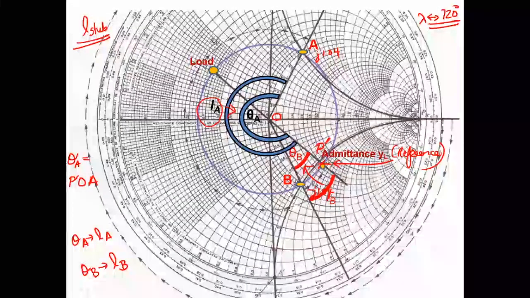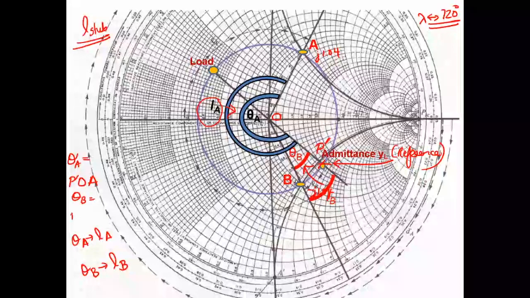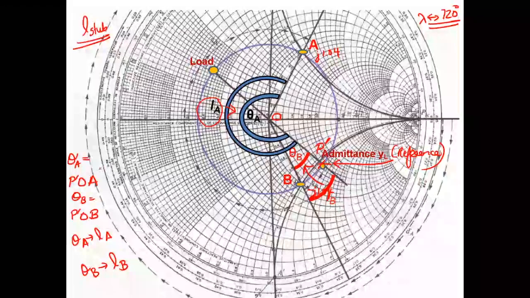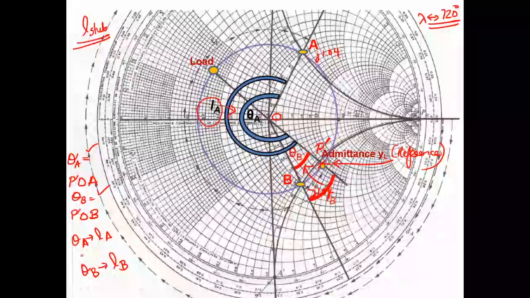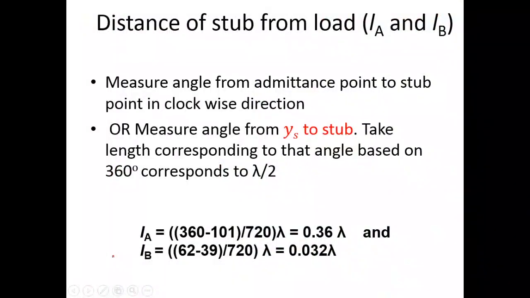A. Okay, theta A will be P dash O A, this angle, and theta B will be P dash O B. So calculate theta A and theta B like this, and the corresponding theta A will give you LA and theta B will give you LB. So here you have to do it. You will get the corresponding angles and the corresponding distance. You will get it like this.